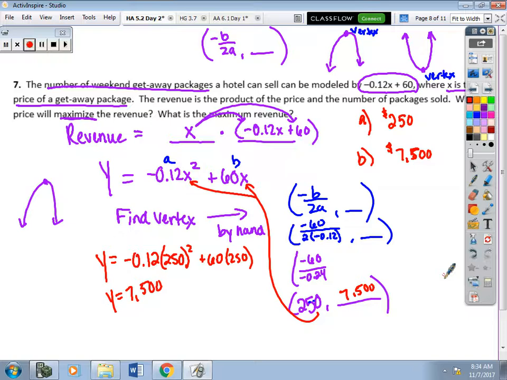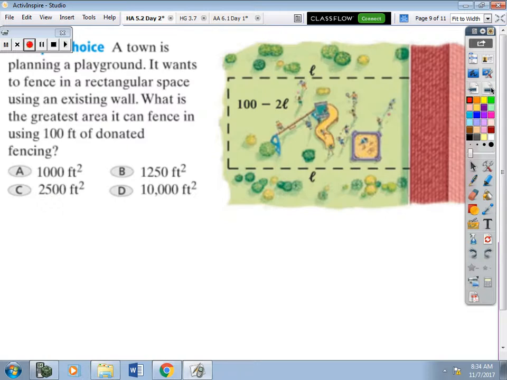Now the next one you'll notice is harder because there's no expression written. Okay. And the way that I'll make this even harder is that I won't give you a picture in the future. We'll practice one of those tomorrow. A town is planning a playground. It wants to fence in a rectangular space. So you can see in the picture, they've drawn that for us, but in the future I might take away the picture. Using an existing wall. Okay, so they're using this wall, they don't have to put fencing there, that's just going to be closed off. What is the greatest area it can fence in using 100 feet of donated fence?